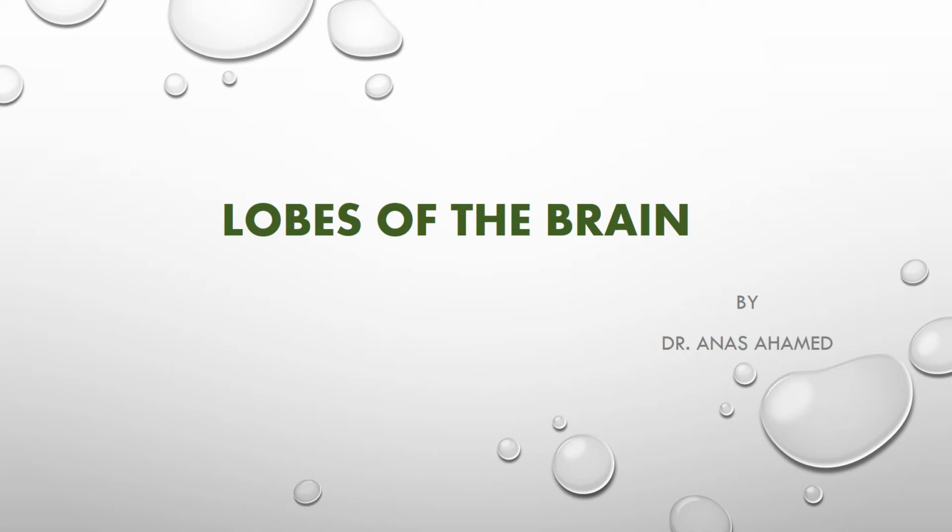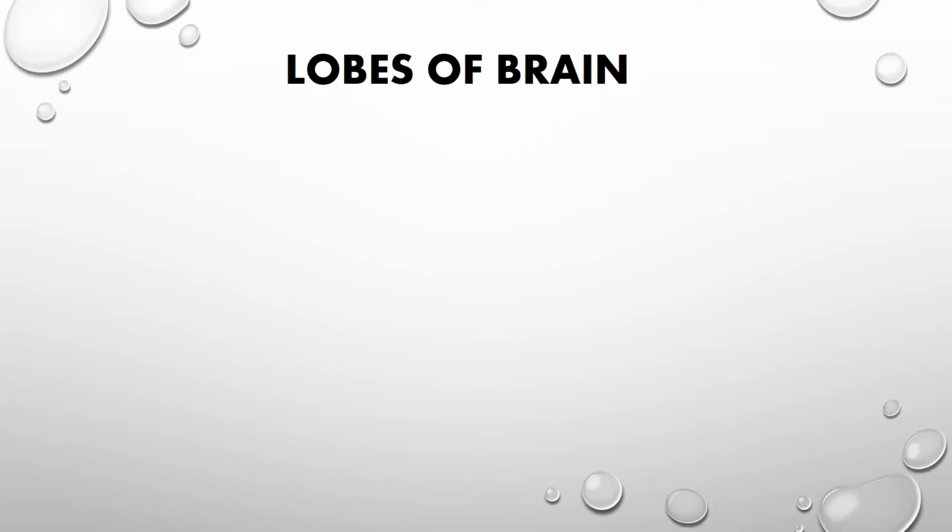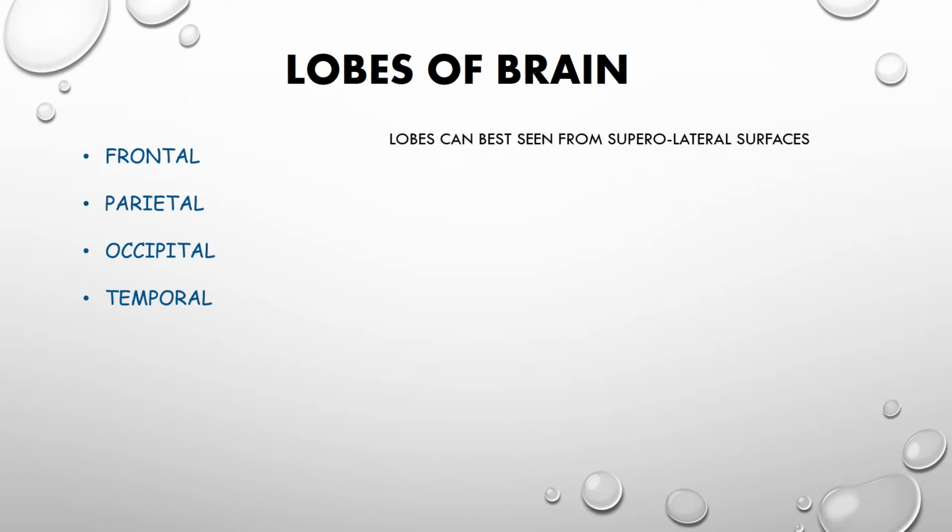Hello, in this video we are going to discuss the lobes of the brain. There are four lobes of the brain: frontal, parietal, occipital and temporal. We can see these lobes from the superolateral surface.